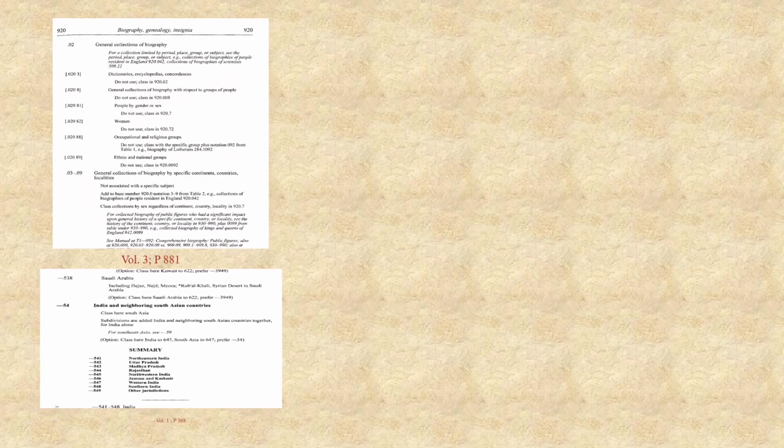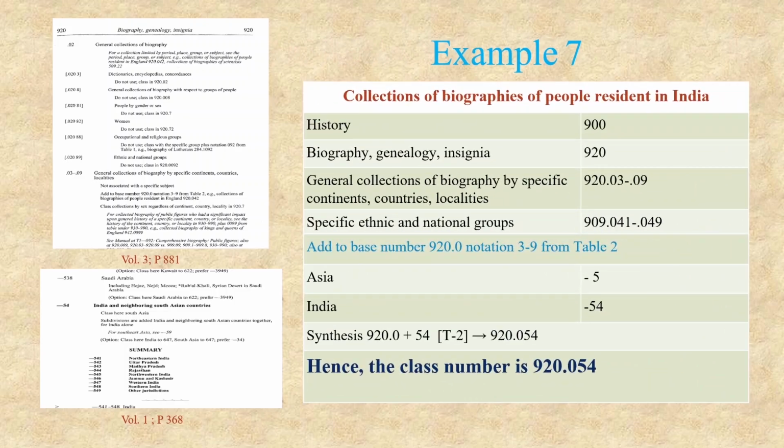Dear learners, there is another example to understand class 920. The example taken is a collection of biographies of people resident in India. That means the title indicates that the biographies of people are depicted in this document, and it is a collection. Which types of biographies and which country, particularly the Indian context. So first we have to identify the main class number and the keywords here. So identify the key elements.